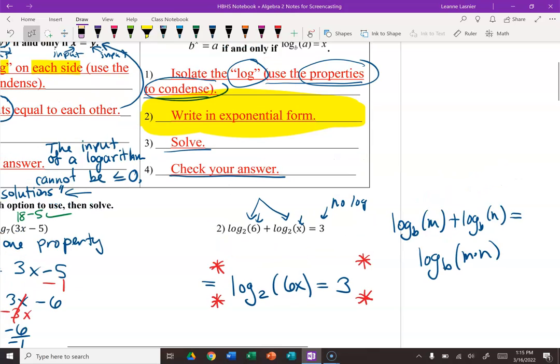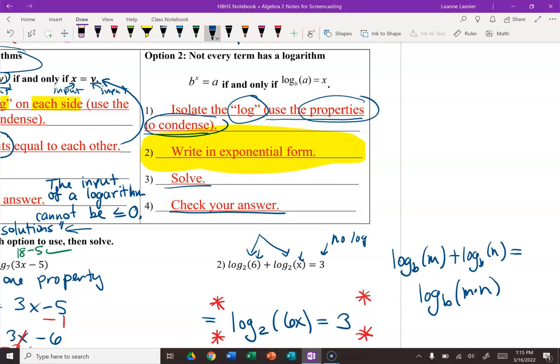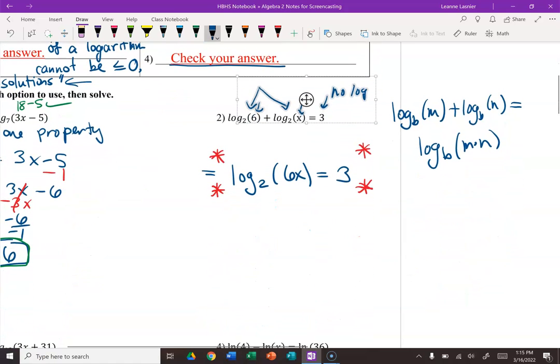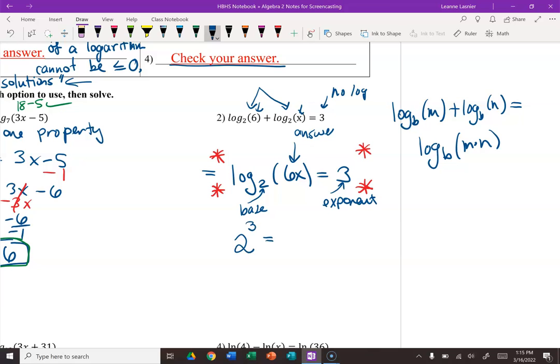That's when you remember this property up here, that the subscript becomes the base, the thing inside the log is the answer to the exponential question, and the log equals the exponent. So using that down here, 2 would be my base, 6x is the answer, so to speak, and 3 is the exponent. So we're going to rewrite this and say 2 to the power of 3 is equal to 6x. Base, exponent, answer. And then solve.